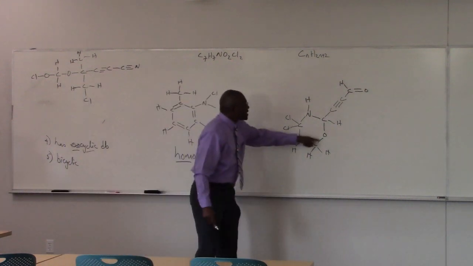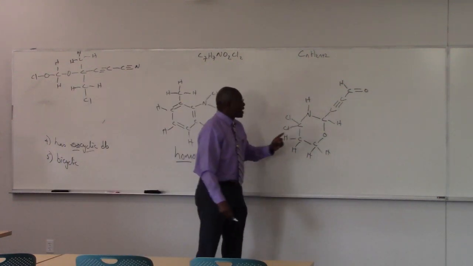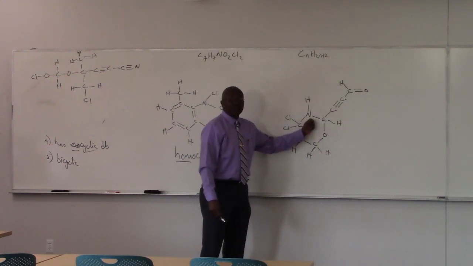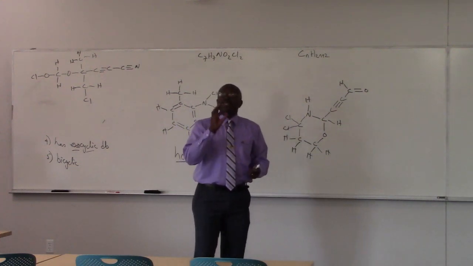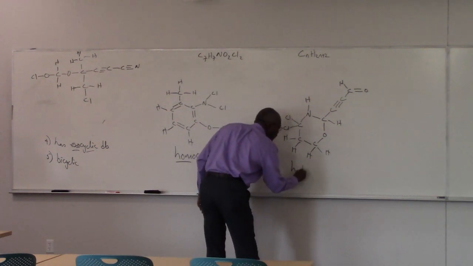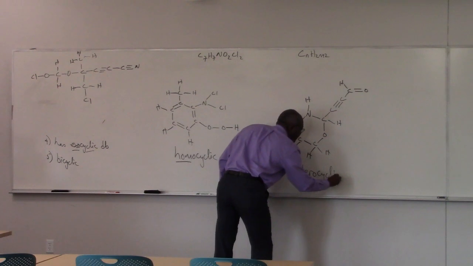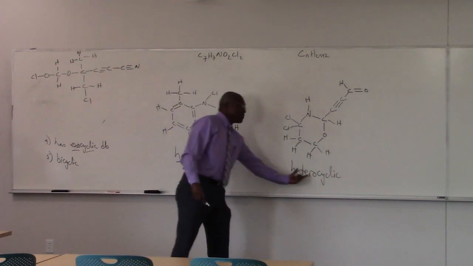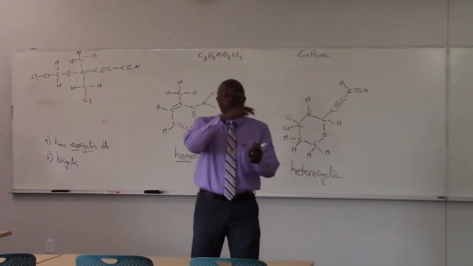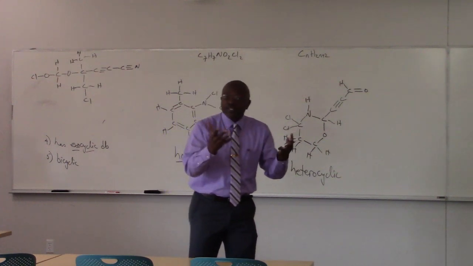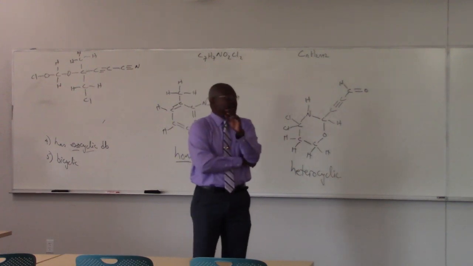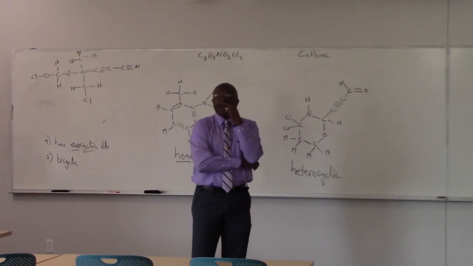That's different from this kind of ring, because this kind of ring contains different kinds of elements. I've got carbons, I've got O, and I've got N. If your ring contains different types of elements, 2 or more, it is said to be heterocyclic. Hetero means different. So rings may be homocyclic, and they could be all N's, all O's, all carbons, or rings can be heterocyclic, and they contain at least two types of atoms.